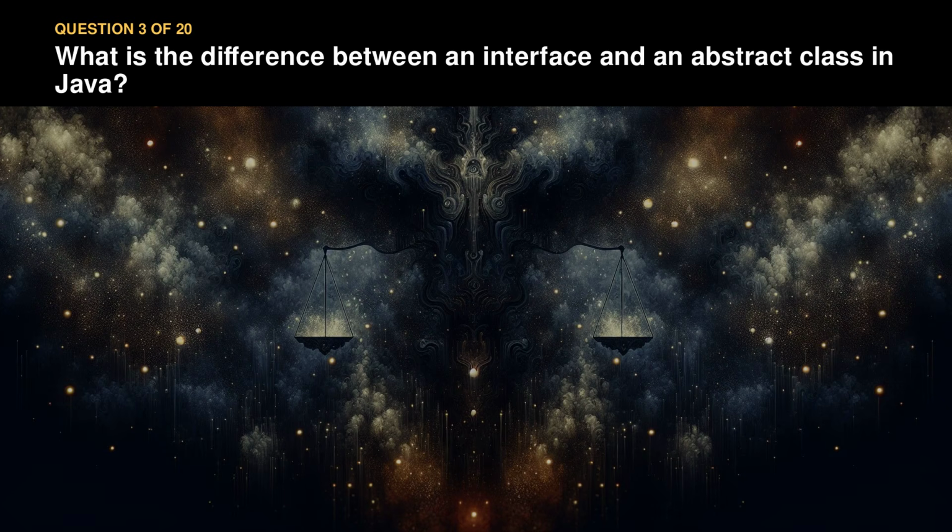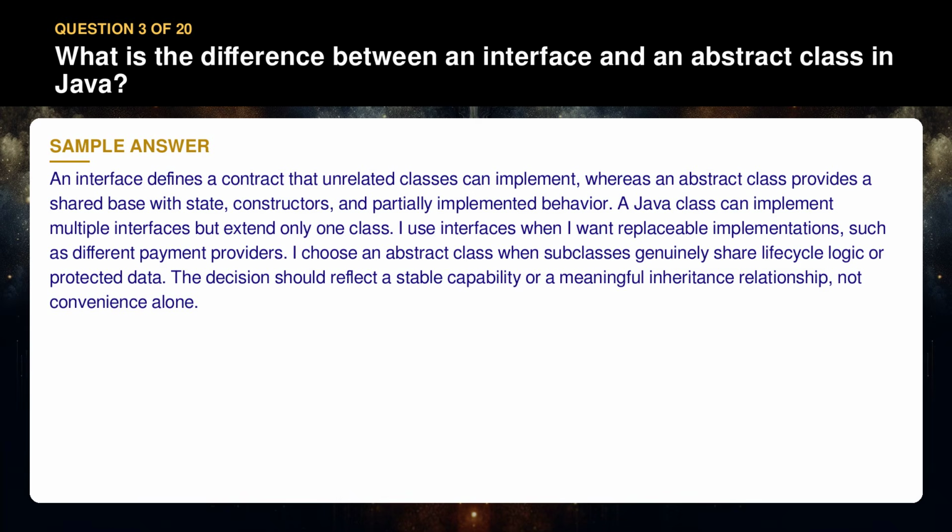Question 3. What is the difference between an interface and an abstract class in Java? An interface defines a contract that unrelated classes can implement, whereas an abstract class provides a shared base with state, constructors, and partially implemented behavior. A Java class can implement multiple interfaces but extend only one class. I use interfaces when I want replaceable implementations, such as different payment providers.